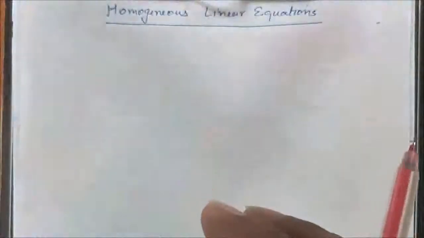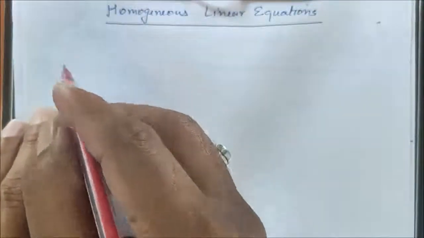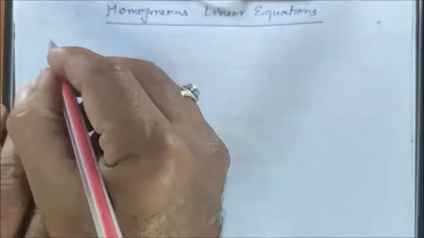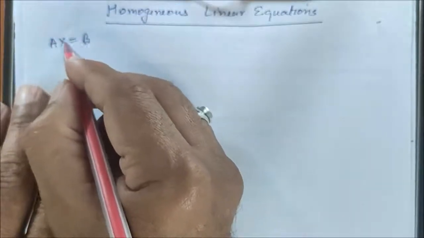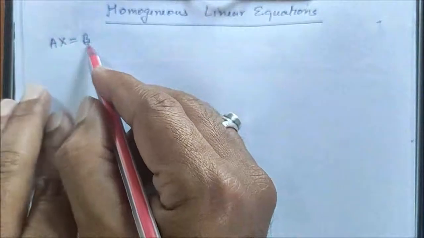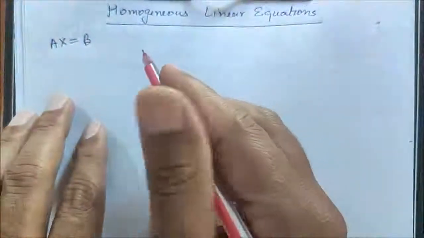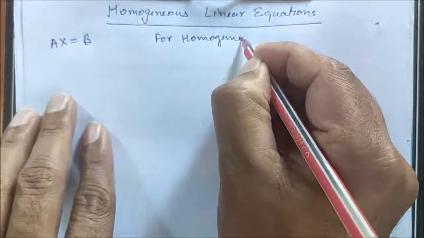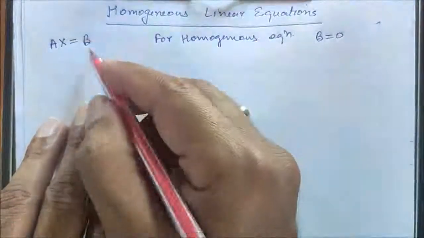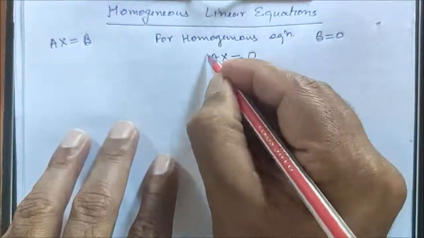Hello students, in this section we will discuss homogeneous linear equations. As we know, the matrix form of general linear equations is AX = B, where A is the coefficient matrix, X is a variable vector and B is the column vector having some constants, some numbers. For a homogeneous equation, we know B is equal to 0, that is, the right hand side is equal to 0. Therefore the equation takes the form AX = 0.